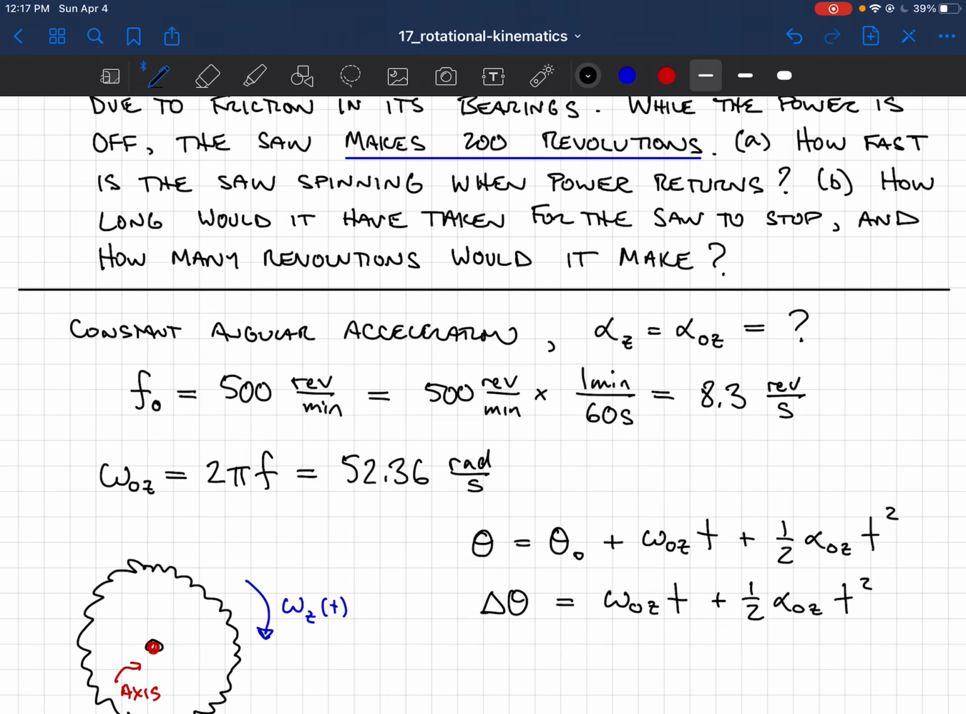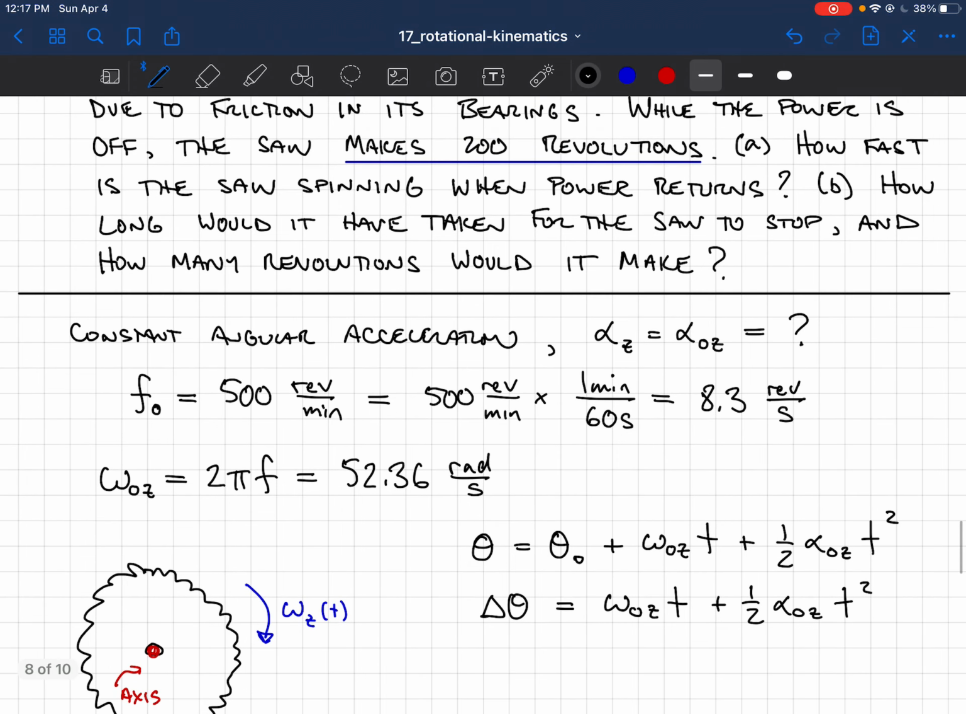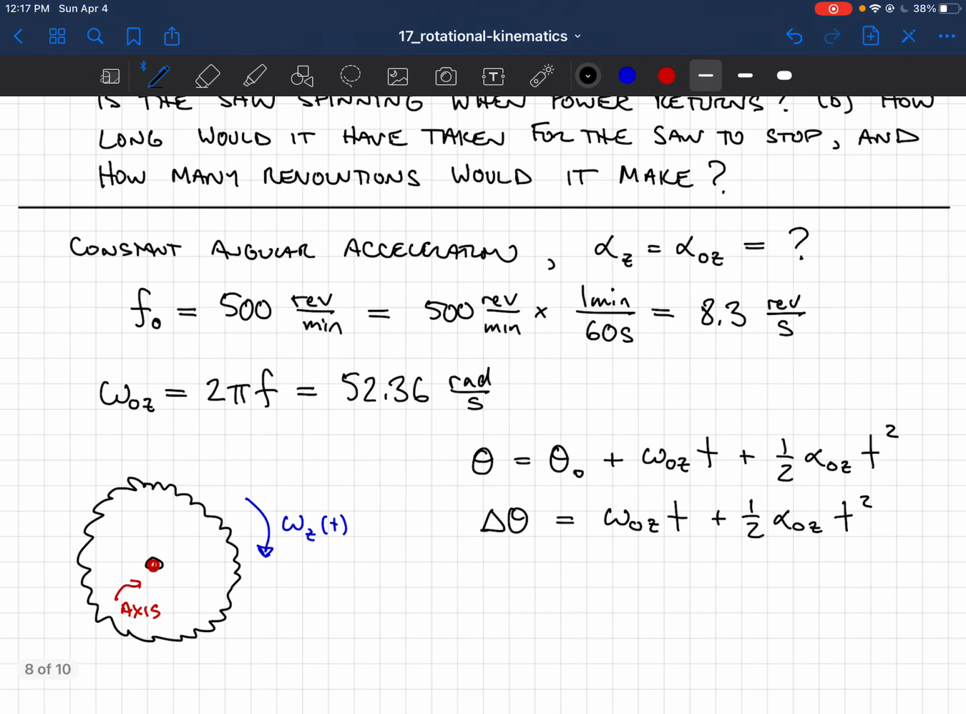Delta theta is exactly what we were given, 200 revolutions. Well, that means that it's going to be 200 revolutions times 2 pi, so we will be able to plug that in. Maybe I can write that here. So delta theta is equal to 200 revolutions times 2 pi radians per 1 revolution. So it's going to be something like 6 times 200, about 1200 radians. That's what delta theta is.